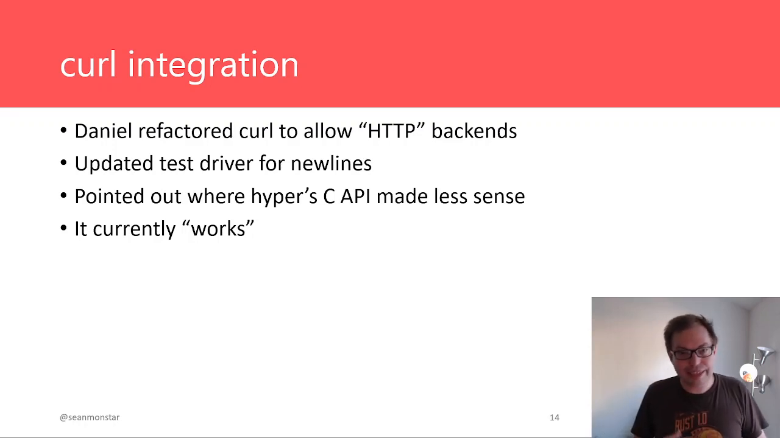And currently it works, quotation marks. Everything works. Even now, you could go and build it yourself and use curl with hyper as its backend, and the vast majority of features and behavior works as you expect.